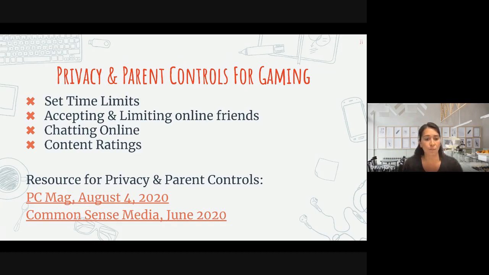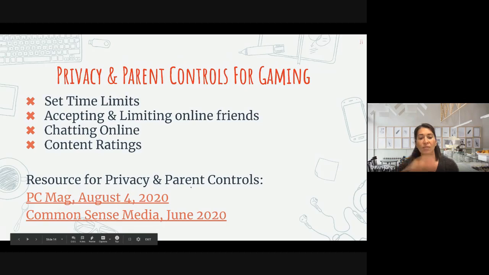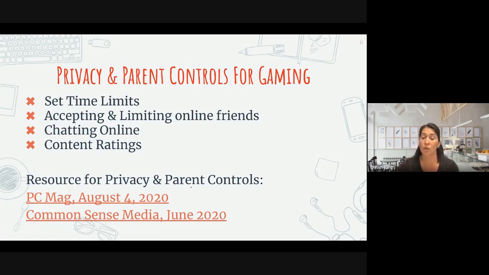And then always check the content ratings and how that fits your family values. If you click on the PC Mag article from Common Sense Media, it gives you a lot more information on how to set those parent controls and privacy. So we talk about privacy as your data and how do they share, or how do you share? Could be even location settings.